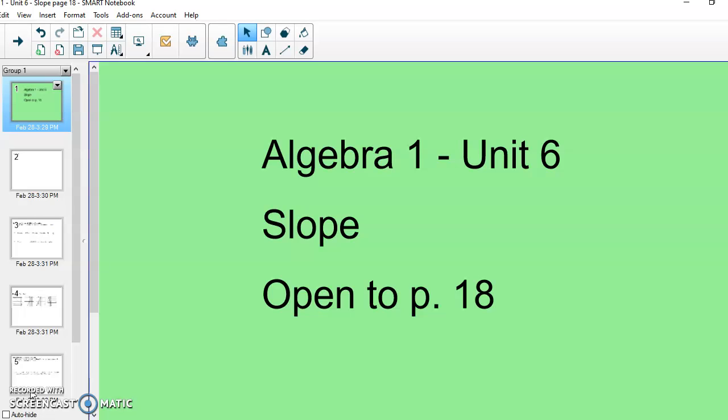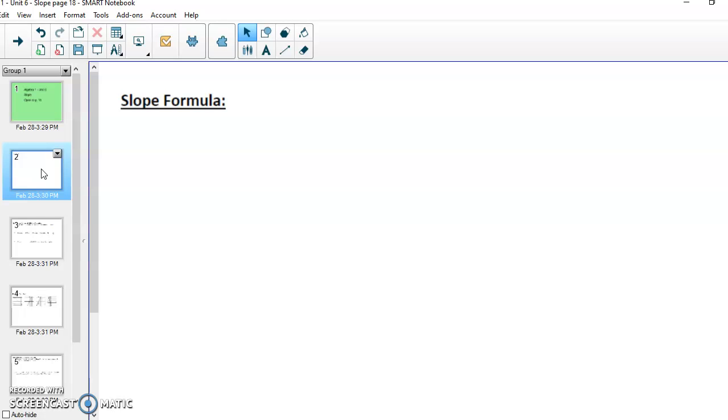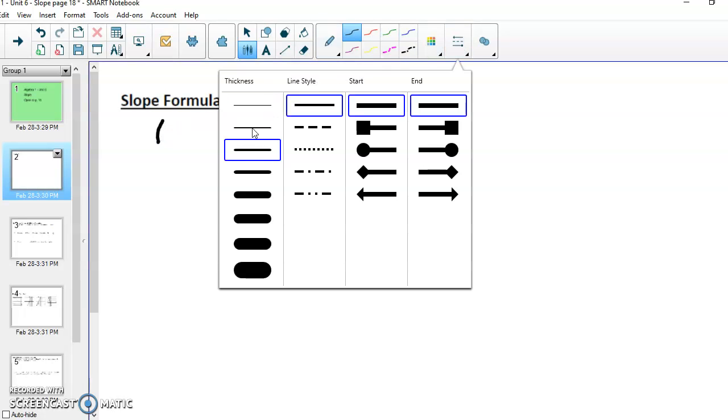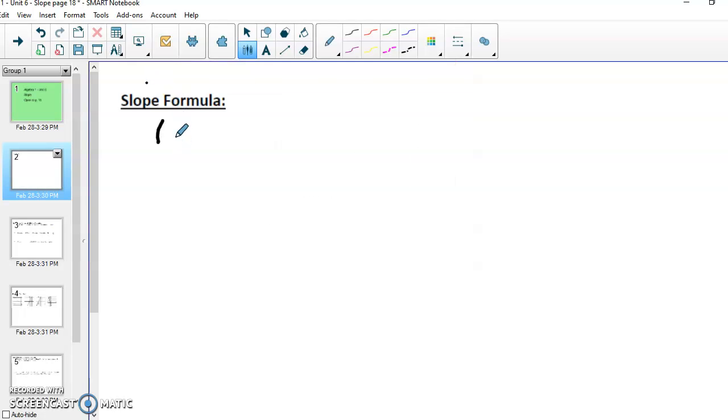We are going to continue our lesson on slope, and today we're going to work on page 18. There is another way to express slope, and it's with the slope formula. Before I start, I need to show you what it looks like if we have two ordered pairs. The way I'm going to write this is x1, y1, x2, y2.